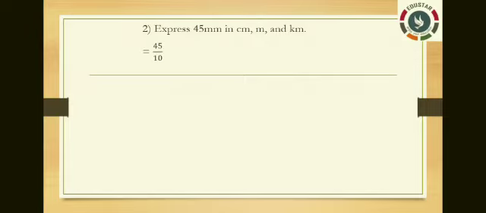Next example, express 45 millimeter in centimeter, meter and kilometer. Now we are changing millimeter to centimeter. 1 millimeter is 1 by 10 centimeter. So 45 millimeter is 45 divided by 10. 45 by 10, the answer is 4.5 centimeter.